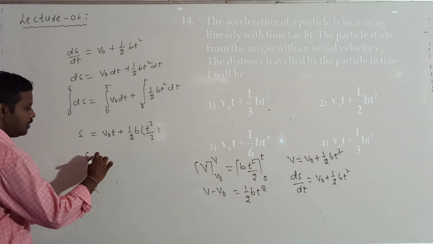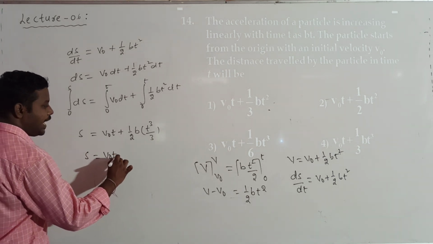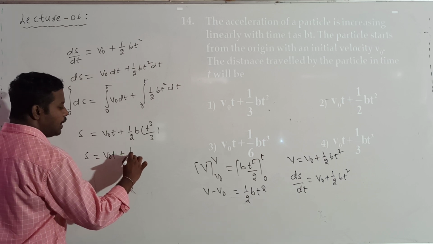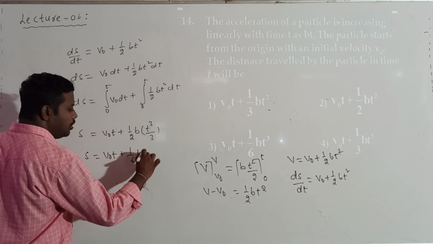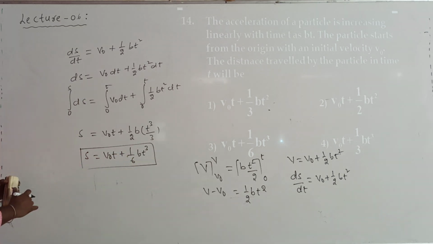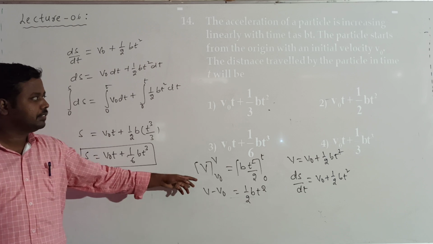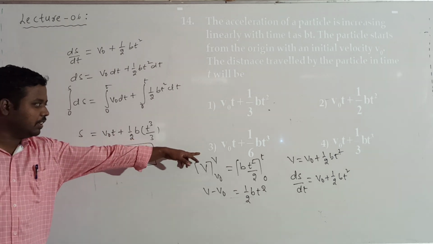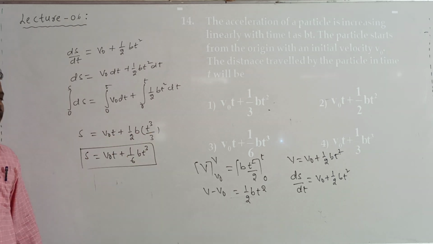So then what do I get? S is equal to v0 into t plus how much? 1 by 6 into v into t cube. So this is the distance traveled by the body. Which option? Option number three, v0 into t plus 1 by 6 into v into t cube. Understood?